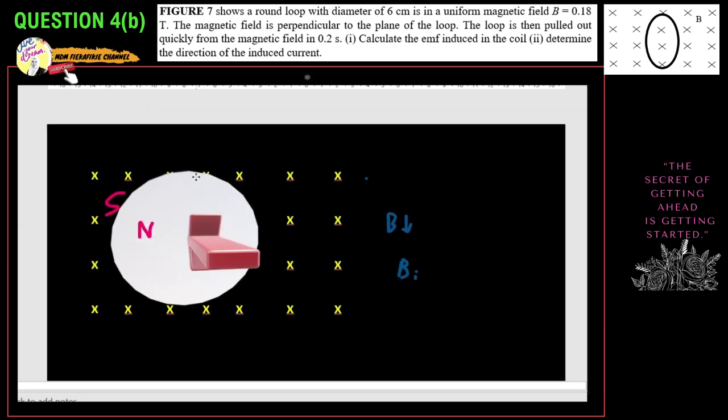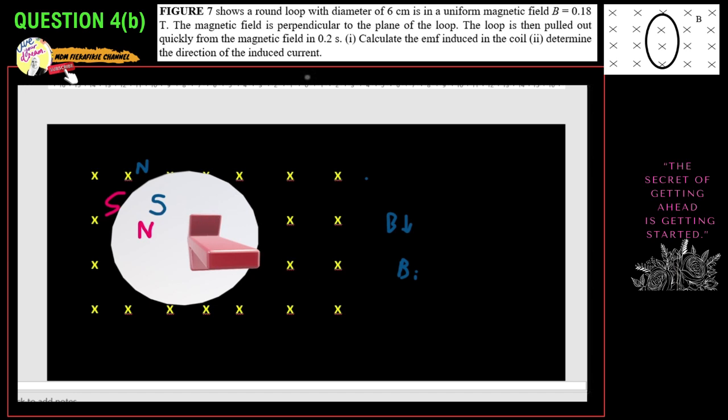So when the coil is pulled out from the magnetic field, what happened? The magnetic field around the coil would be decreased, right? Based on Lenz's law, it will try to oppose the change, the reduction in magnetic field. So what happened? This side automatically becomes south, and the back becomes north. Why is that? Because it wants to attract more magnetic field.